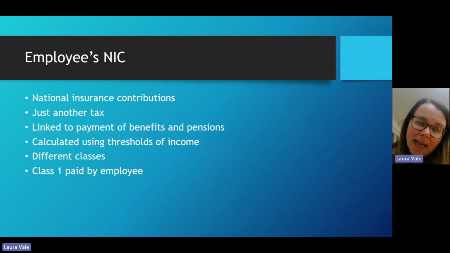That differs from income tax, which is done on a cumulative basis. So that basically means if you perhaps didn't work for the first bit of the tax year and then started earning quite a lot towards the end, they would look at it as a whole for the year rather than just each individual pay packet.